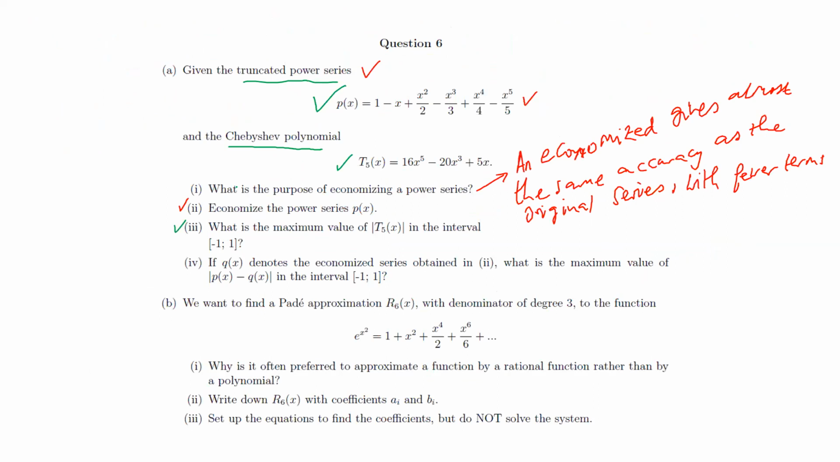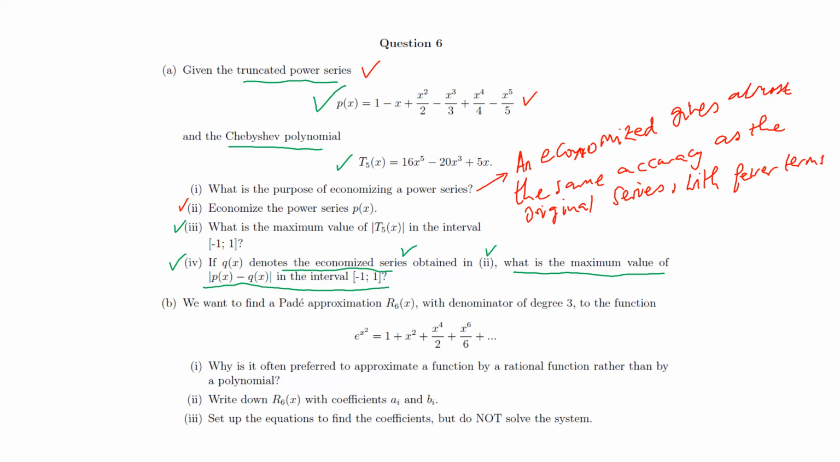The next question is we need to be able to answer questions like this for exam purposes. If Q of x denotes an economized series obtained in Roman figure 2, okay, so Q of x denotes the economized series. So we're going to take the economized series in Roman figure 2 and call it Q of x. And then we ask the question, what is the maximum value of the difference P of x minus Q of x in the interval?